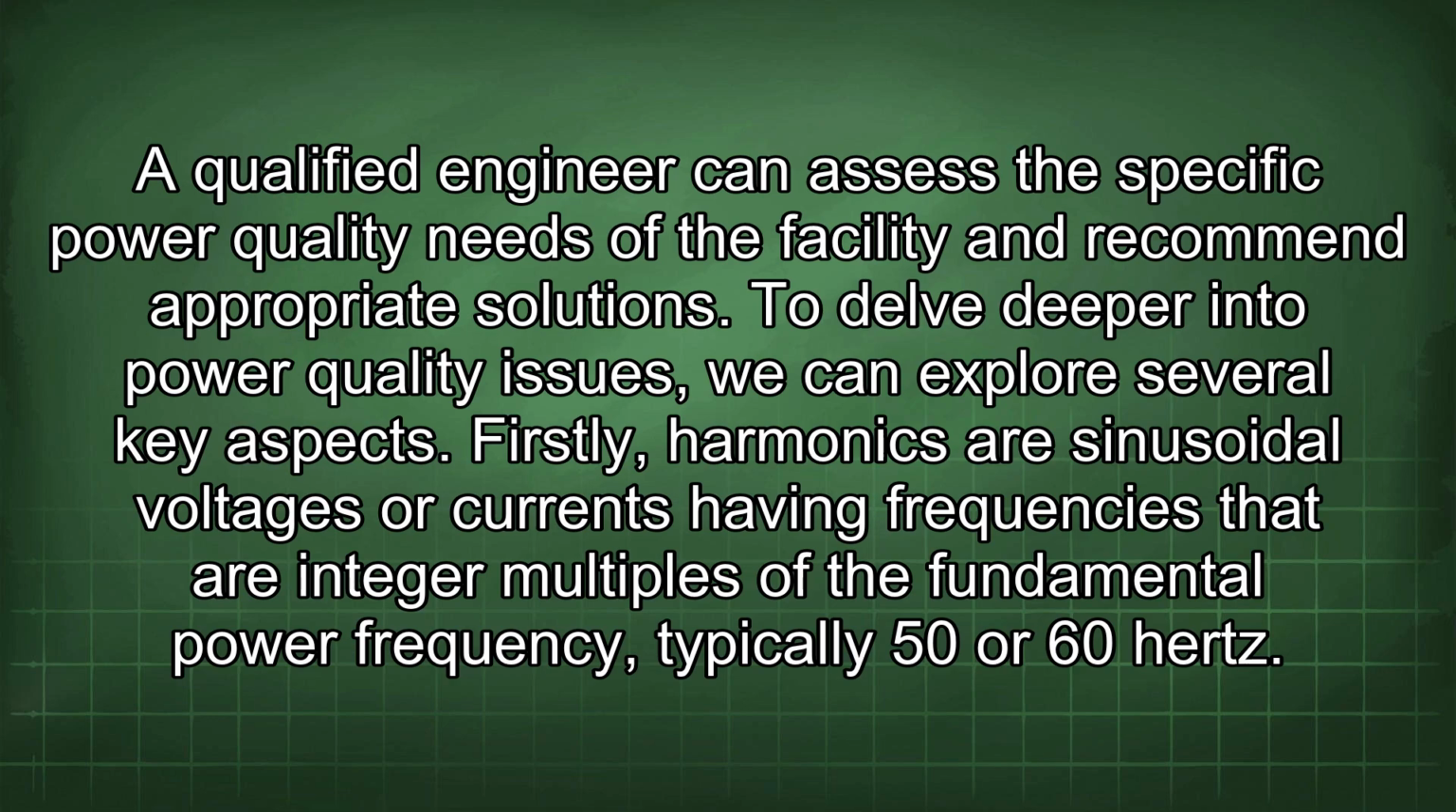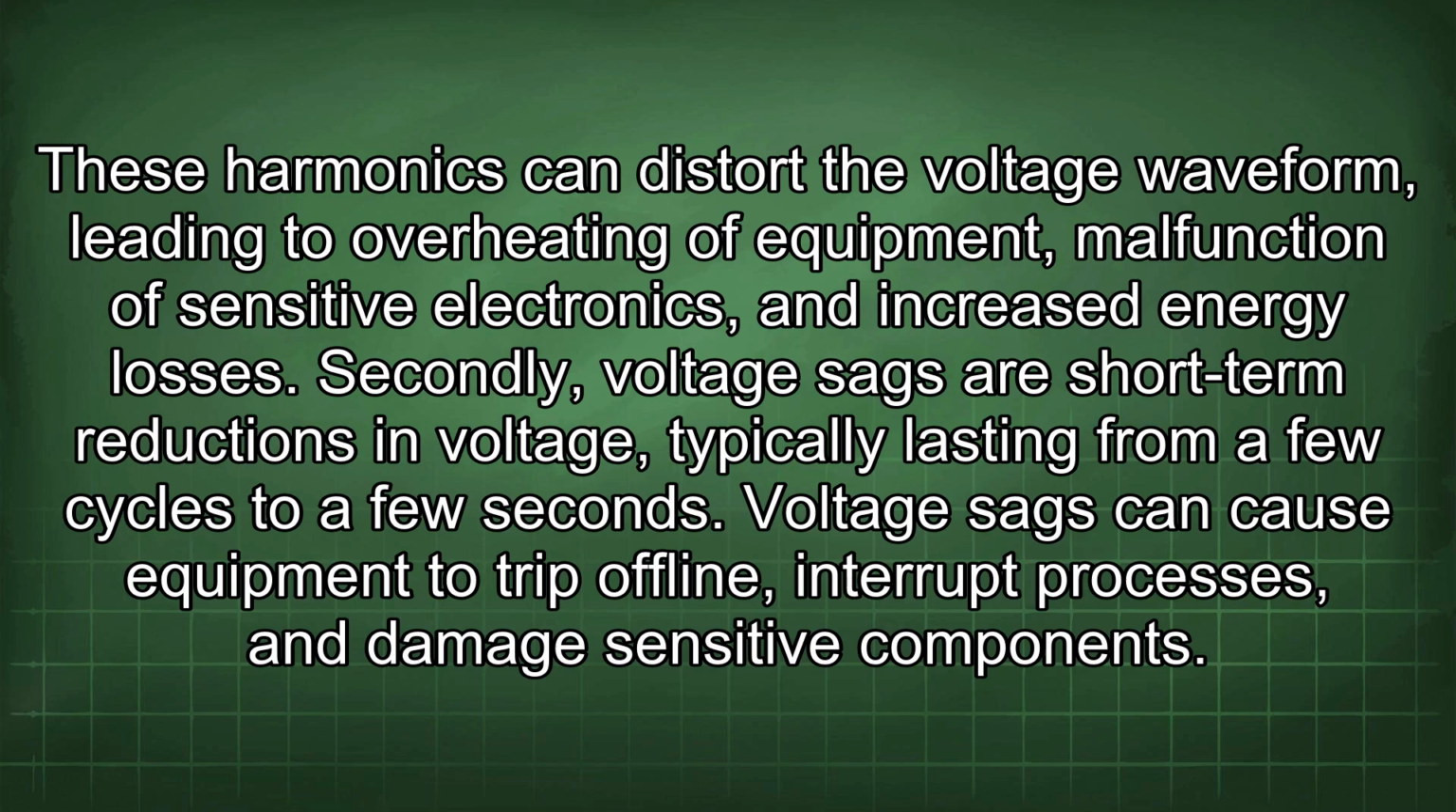To delve deeper into power quality issues, we can explore several key aspects. Firstly, harmonics are sinusoidal voltages or currents having frequencies that are integer multiples of the fundamental power frequency, typically 50 or 60 Hz. These harmonics can distort the voltage waveform, leading to overheating of equipment, malfunction of sensitive electronics, and increased energy losses. Secondly, voltage sags are short-term reductions in voltage, typically lasting from a few cycles to a few seconds. Voltage sags can cause equipment to trip offline, interrupt processes, and damage sensitive components.